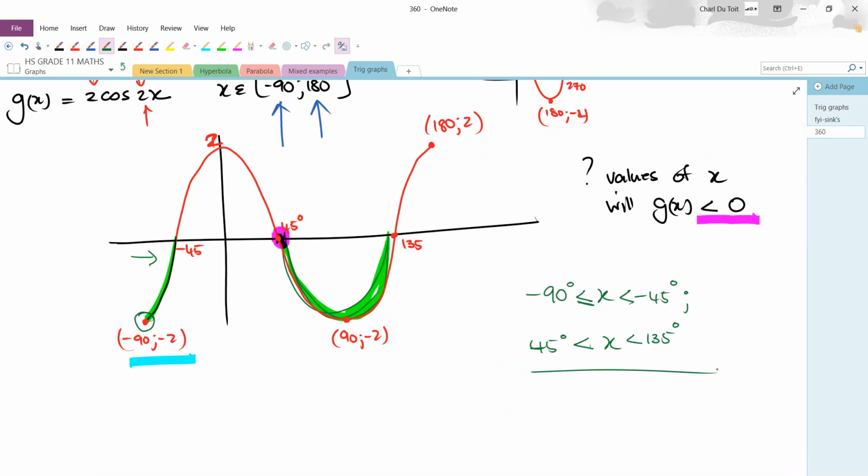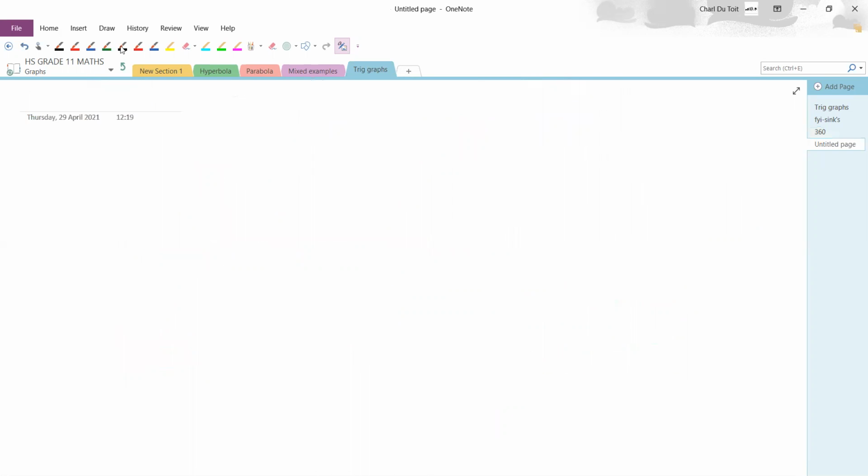Yes, sir. Good. Do you want to do a tan graph? Yes, please, sir. We're going to do, this is all grade 10 stuff we're doing at the moment. So let's say f(x) is, let's say, 2 tan x minus 1.